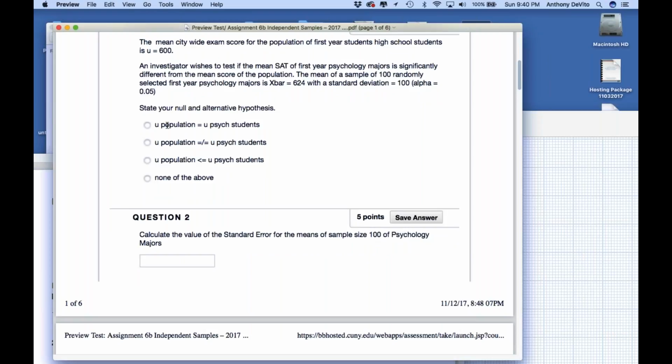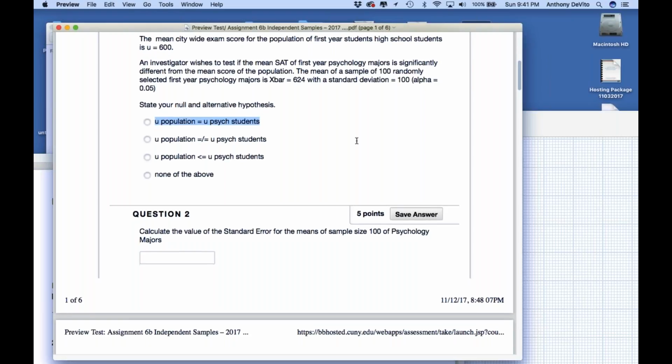First thing we know is we always talk not about the X bar, we talk about the means. So our null hypothesis is always going to be that there's no difference, right? So we have to see mu there, not X bar. So the mean of the population is equal to the mean for the psych students, or the mean of the population is not equal to the mean of the psych students, or the mean of the population is less than or equal to, or none of the above. Well, it's pretty clear that the first one is the choice that we want, right? Everybody comfortable with that? Our null hypothesis is that the two means are equal to one another.